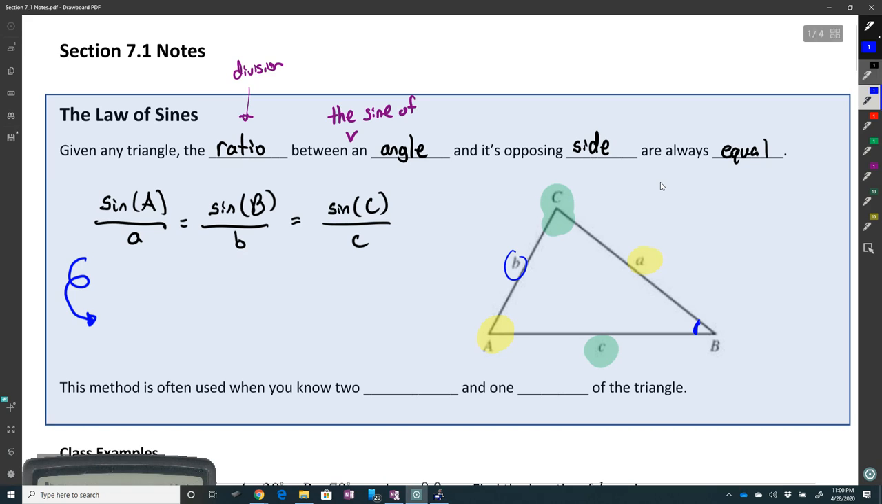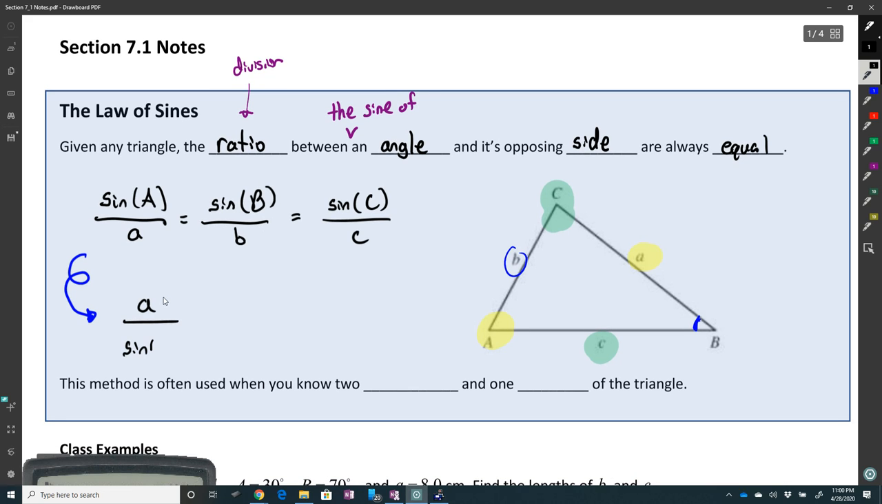Now, since these are ratios, you could also flip these around and write their flipped version. It depends on what you're looking for. If you're looking for an angle, then use the top version with the angles on top. If you're looking for a side, use the flipped version, where we get everything and flip them. Okay, so this is what makes a triangle, this ratio.